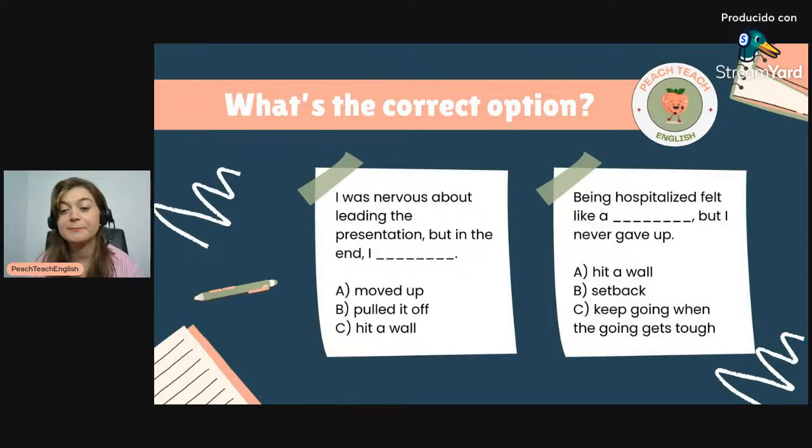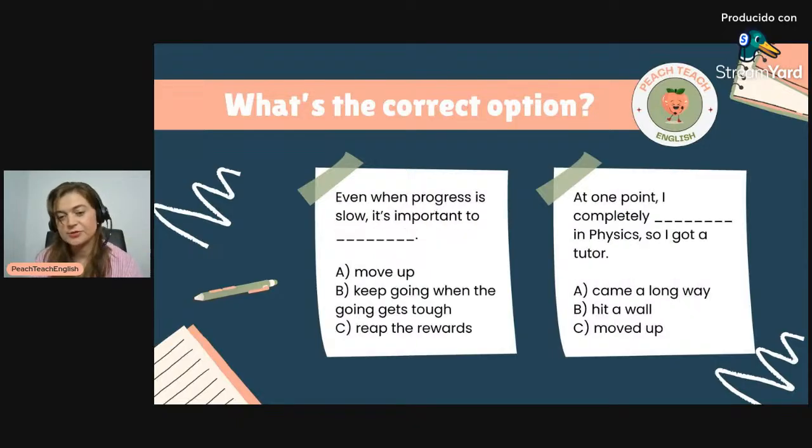Okay, it's going to be B, setback. It felt like a setback, right? So you were hospitalized, you got very sick, you weren't able to work towards your goals. So this set you back. It made it hard for you to continue in your goals. Okay, let's go ahead and continue to the next one.